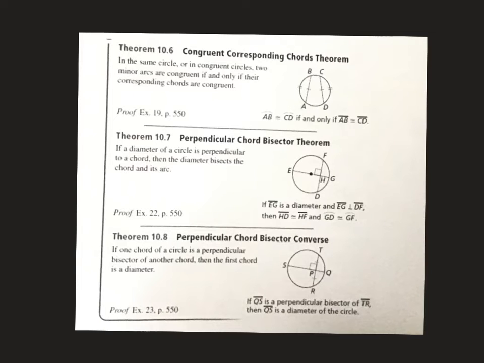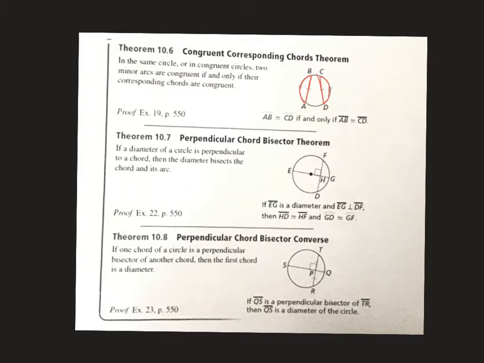Theorem 6 is the congruent corresponding chords theorem, which says in the same circle or in congruent circles, two minor arcs are congruent if and only if their corresponding chords are congruent. So if we know that AB is congruent to CD, then we know that those chords are congruent, so we know that those arcs are congruent. So we know that arc AB and arc CD have to also be congruent.